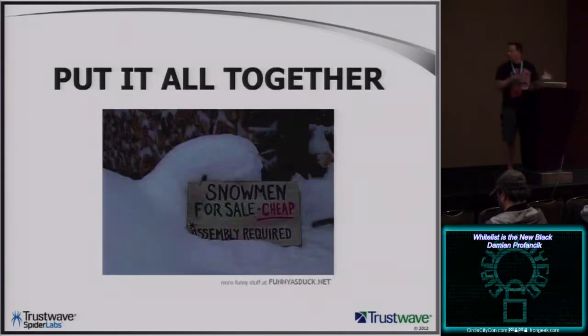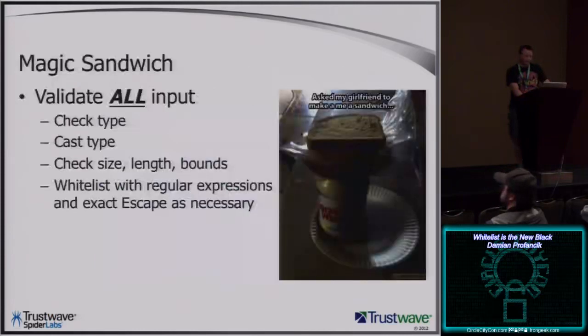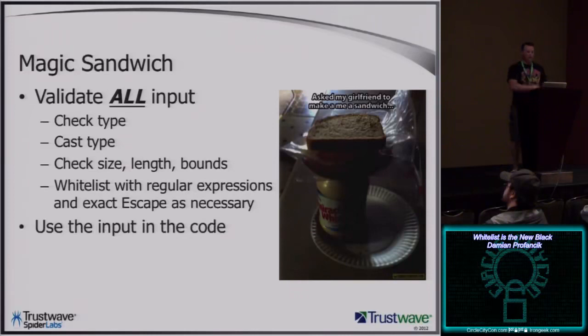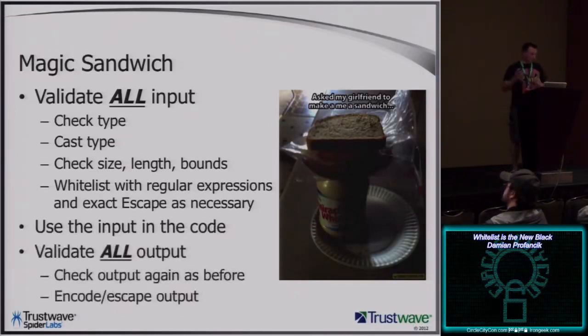So if we take that and put it all together, how do we want to secure this thing? Something I'm calling the magic sandwich. We're going to take all our input and validate it all. We're going to check type, cast it, check the length and bounds and all that. Then we're going to whitelist it against what should be our expected input. We're going to use that input in our code. And then we're going to validate on the output. So check it again. Even though it's coming from your database and you should trust it, you shouldn't trust it. Check it again on the way out, and encode it on the way out.